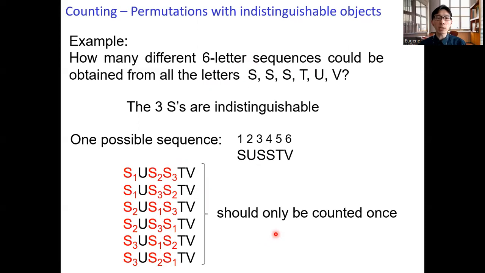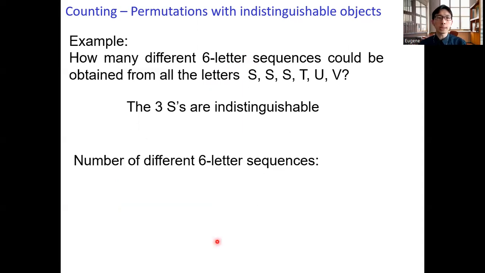And for every possible sequence, this sequence is repeated 6 times. So we need to divide by 6 in order to reduce the overcounting. So here, the number of different 6-letter sequences that can be obtained from the letters S, S, S, T, U, V equals 6 factorial over 3 factorial.